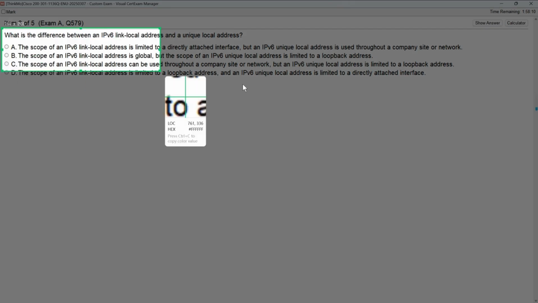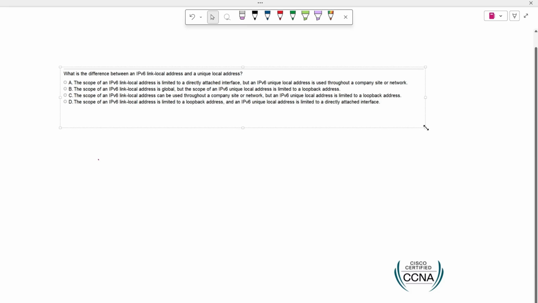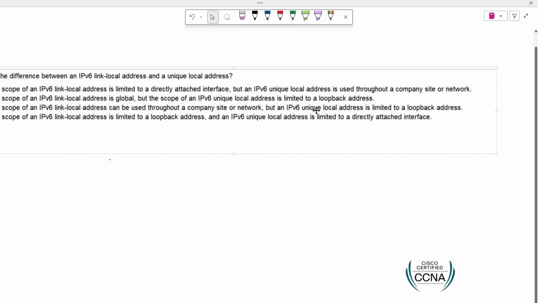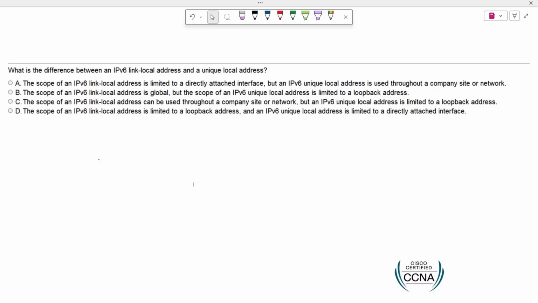All right, question 3. Question 3 is also a single choice question. This question is a bit long to read. Let me break it down for everyone. Basically, it's asking us about IPv6, specifically the link local address and the SWAN address. What exactly is the difference between these two types of addresses? ULA and what's called LLA.